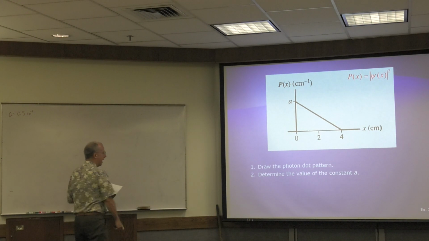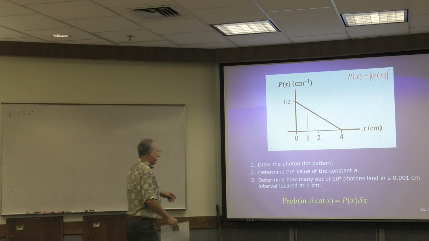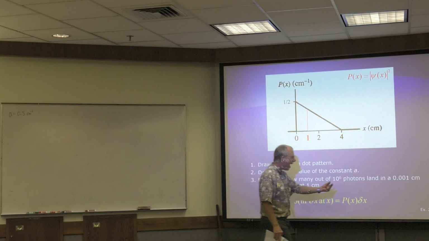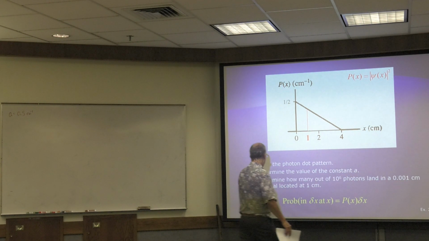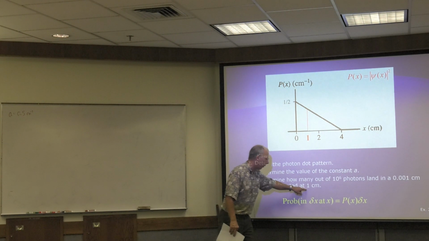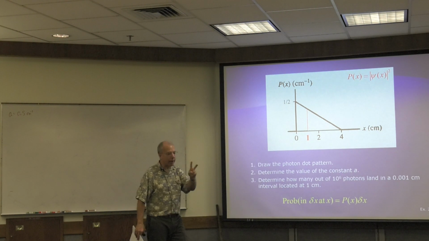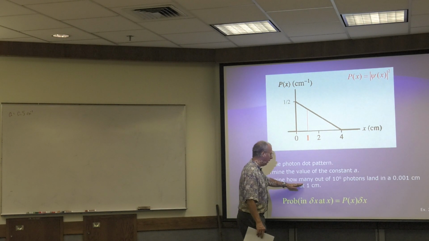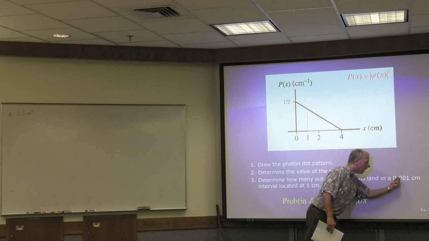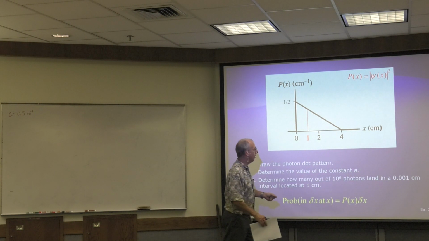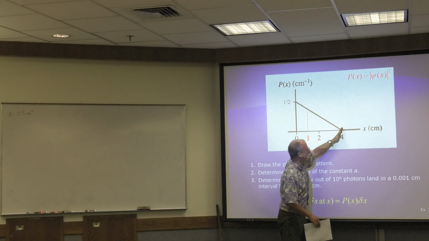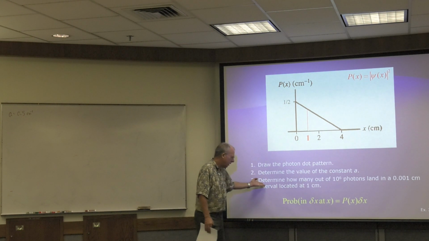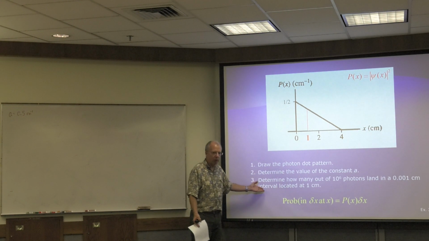All right, next thing. Determine how many of 1,000,000 photons land in a tiny region, or interval, located at 1 centimeter. Now there's two kinds of problems we're going to see today. This is the one where the photons are landing in a really narrow region. Okay? The next one we're going to do is where they're landing over a large region. And we're going to handle these completely differently. Okay? But come on, we've already talked about this, right? This is expected value, yeah?